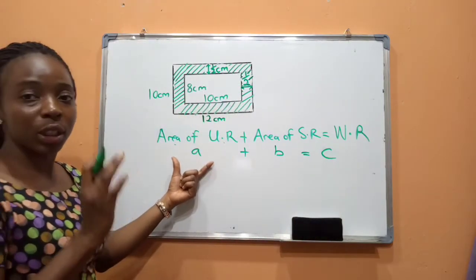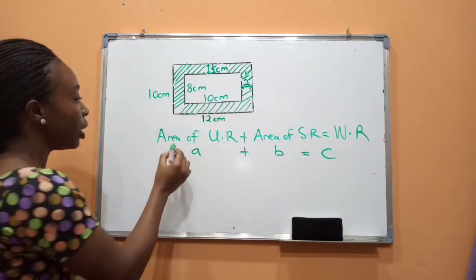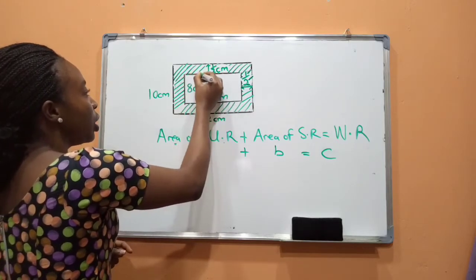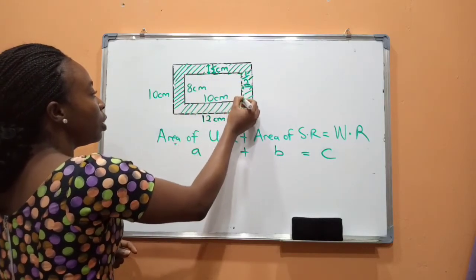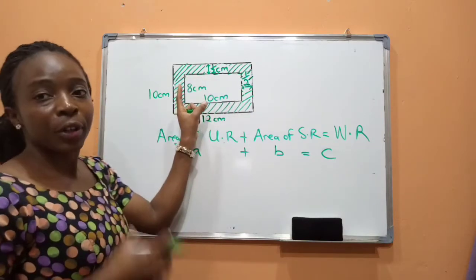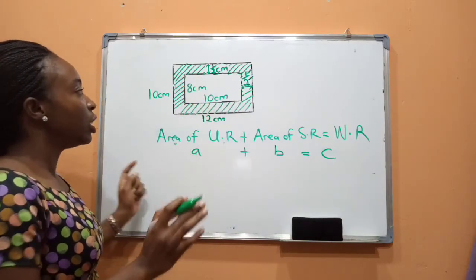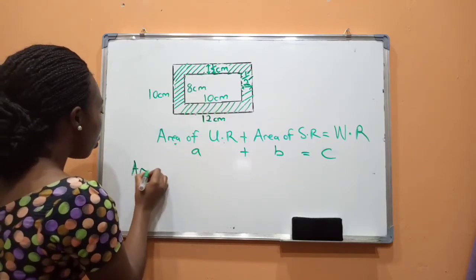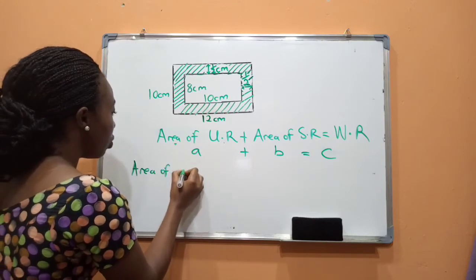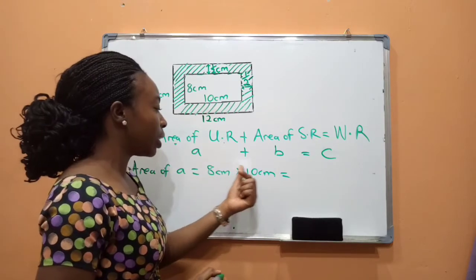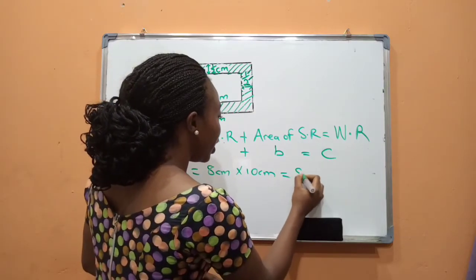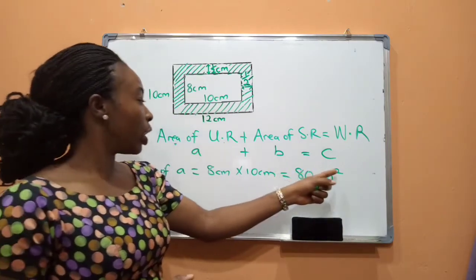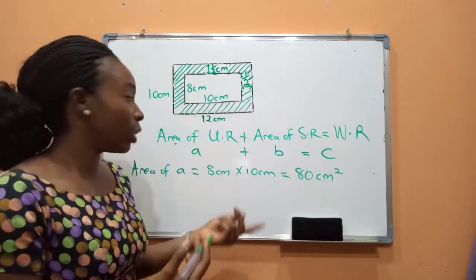Now that we've stated this, let's sort out the area of the unshaded region. Now, take a look at the unshaded region. This is the unshaded region, okay? We have a rectangle, so it's really easy to solve. Our breadth and length are being given. So area of A will be equals to 8 centimeter times 10 centimeter gives us 80 centimeter square. Remember, we are doing area, so that's why we have the square. Centimeter times centimeter gives us square.